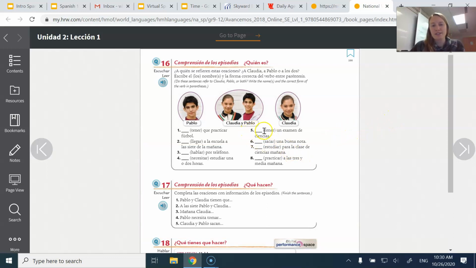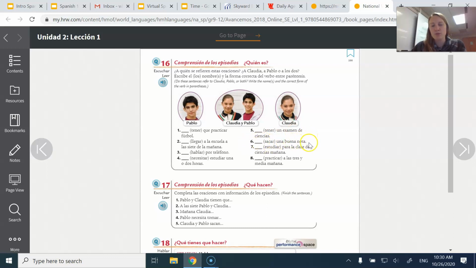5. Notice here it's tener without a que. So that's followed by a noun, right? Tener que is always followed by the verb of what someone has to do. So, Claudia y Pablo tienen un examen de ciencias. Tienen.